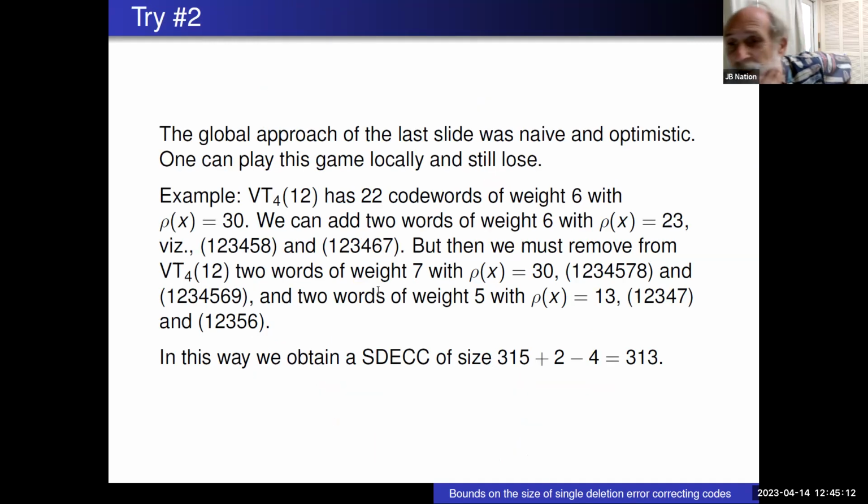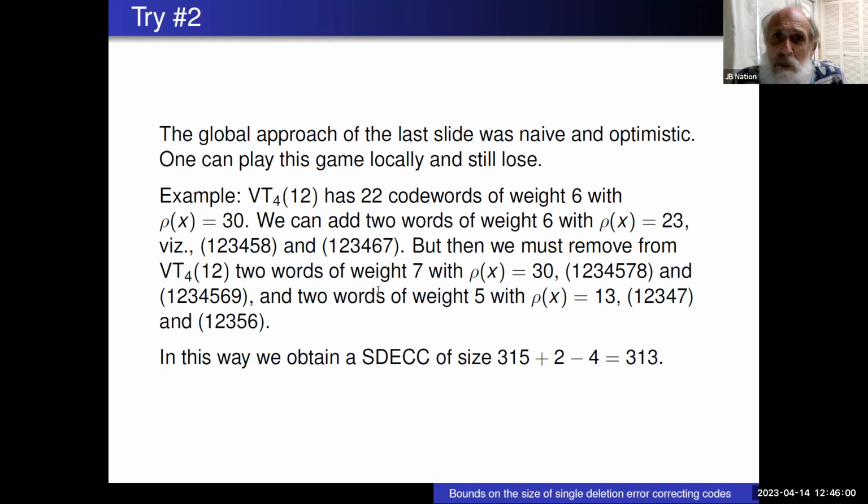It was 260. You can stick in an extra close code word or two close code words at rank 6, make some adjustments, but the adjustments you make for adding those two words is you have to remove 4 words. And so instead of having 315, because remember we're using VT4, which has not 316 but 315, these add 2 good words, have to subtract 4, you're down to 313. So using this method, you can easily get VT minus a few. Of course, we're trying to get VT plus something, and that didn't work.